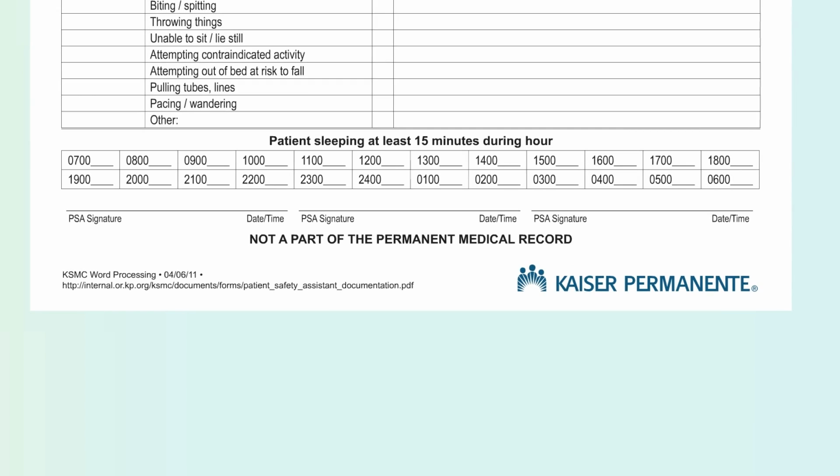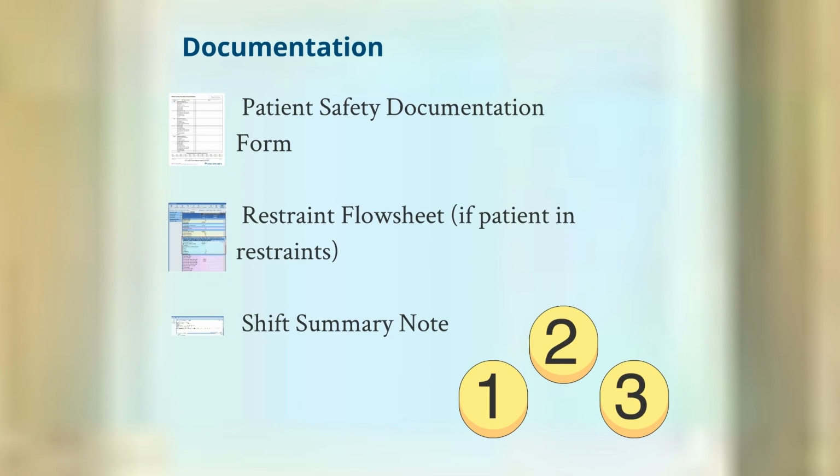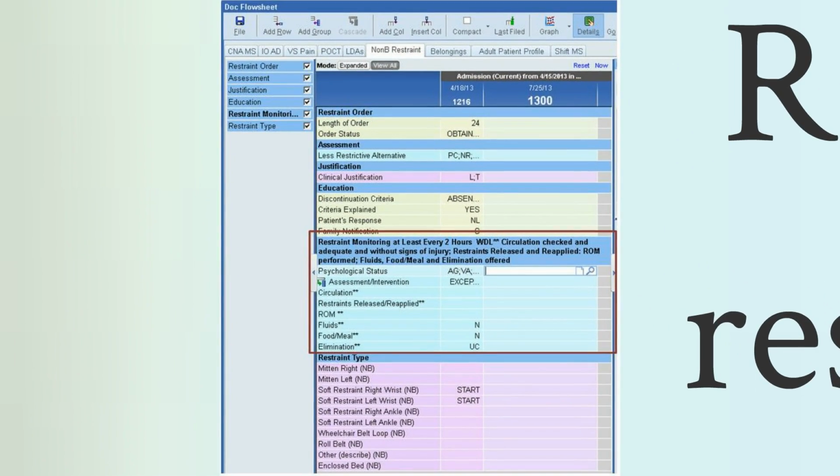Additionally, you need to document how much your patient is sleeping. So if they're sleeping at least 15 minutes during the hour, you put a mark. This sheet is not part of the permanent medical record. It's only used for you to document at the end of shift. If your patient's in restraints, you're going to be asked to document on the restraint flow sheet.